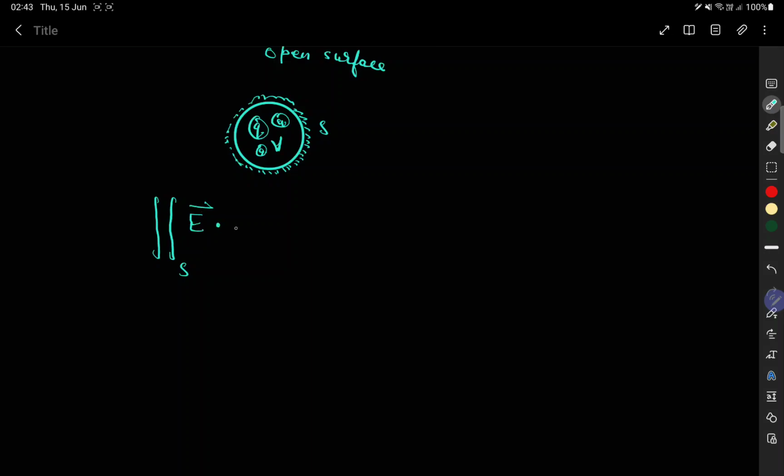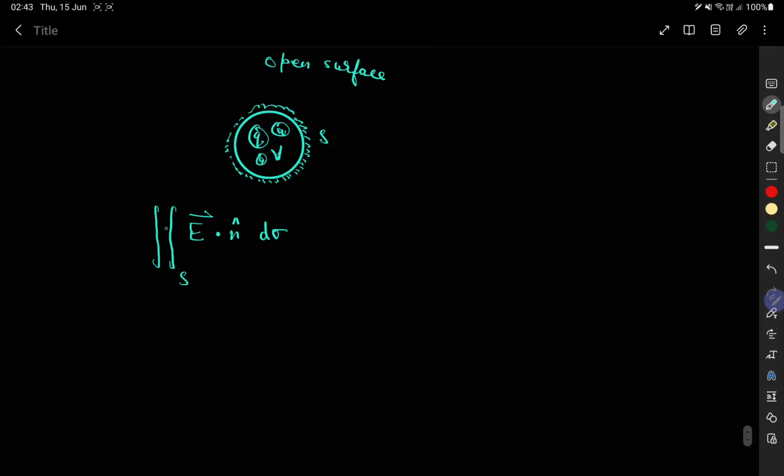So we take E dot n hat d sigma. The sigma is just a notation thing. You can use S, you can use A, you can use whatever you want. And we know this is a closed surface, so we'll just add this circle here. We'll define this as our electric flux.